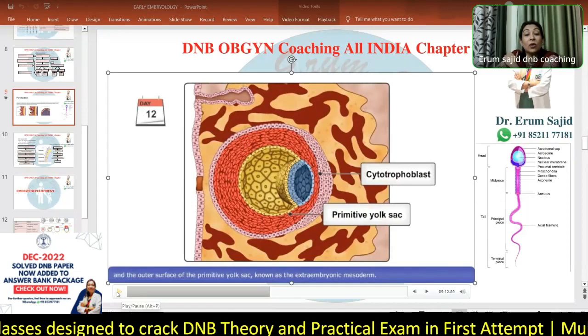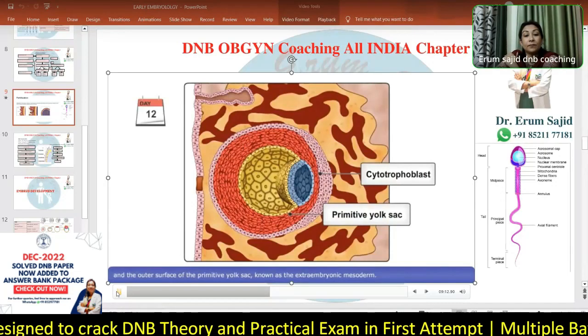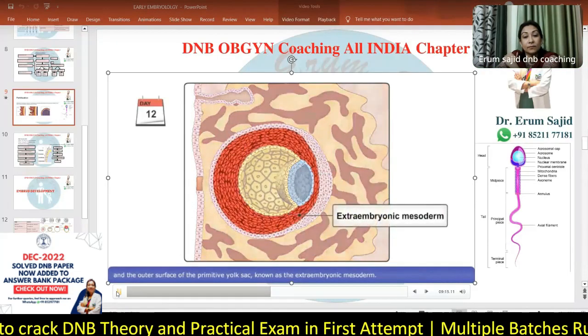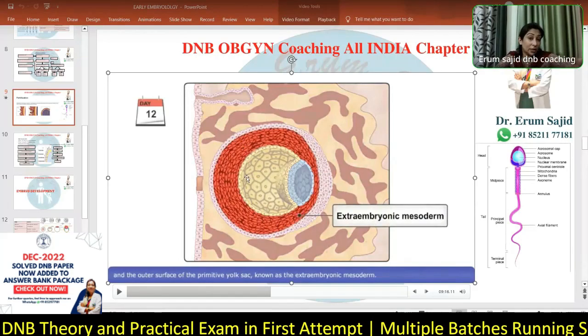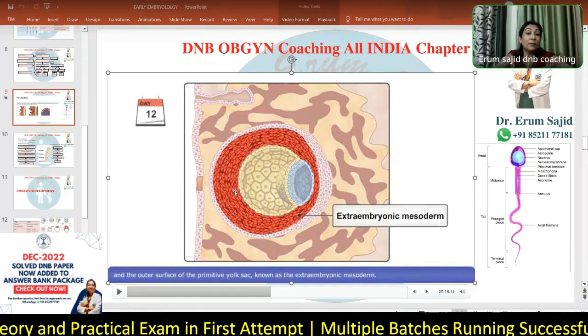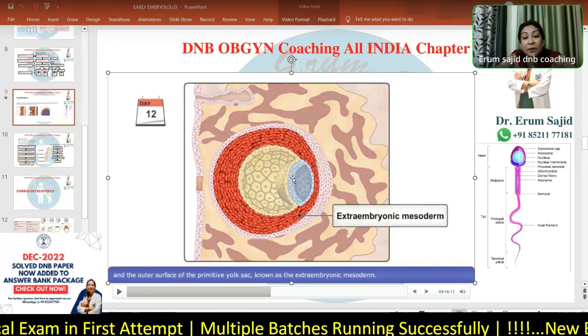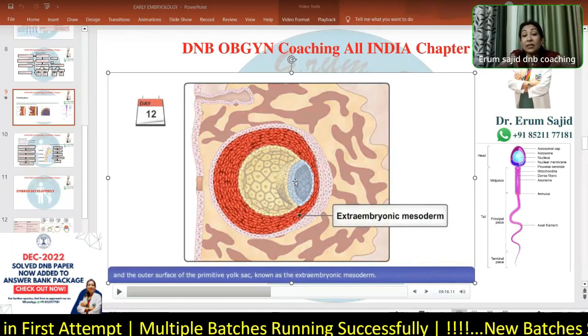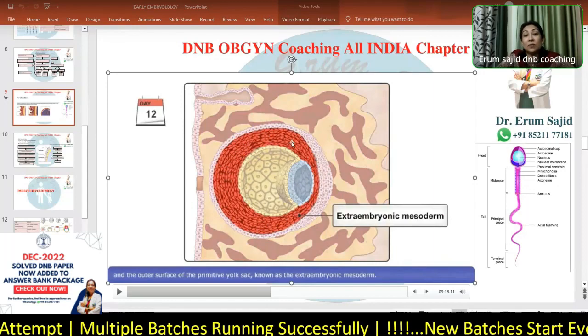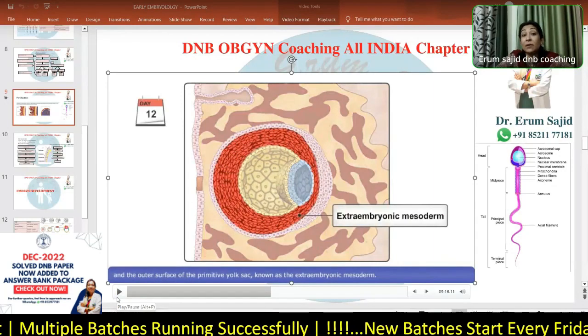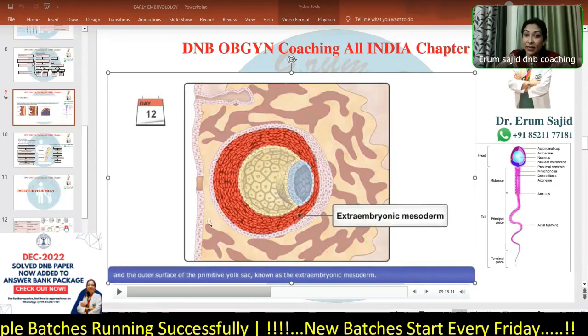So let's see what we call that. Known as the extraembryonic mesoderm. Now this is mesoderm, extraembryonic mesoderm. This is the embryo proper. So whenever we have a mesoderm, it will be somewhere in between these two germ layers, right? But this part of mesoderm is the extraembryonic mesoderm, remember, because it's outside the embryo proper.